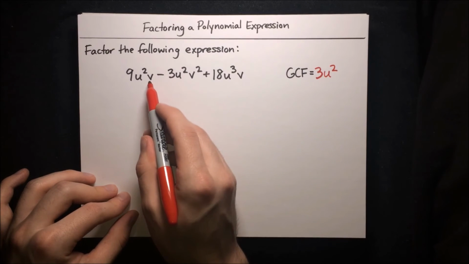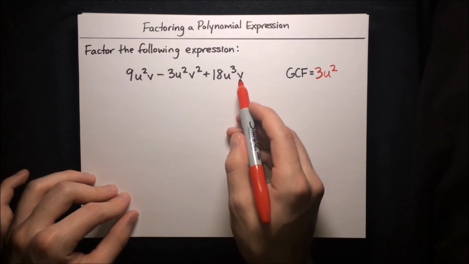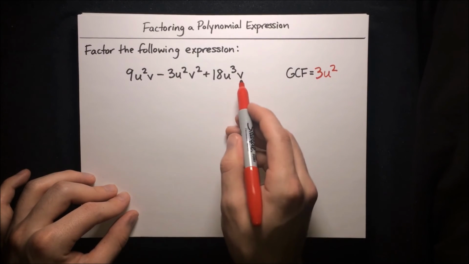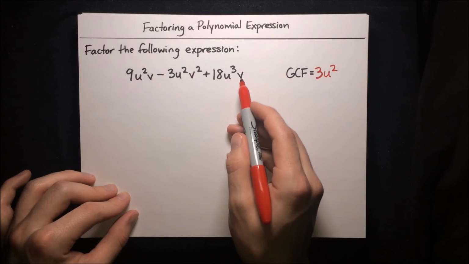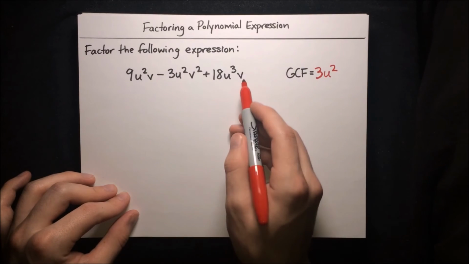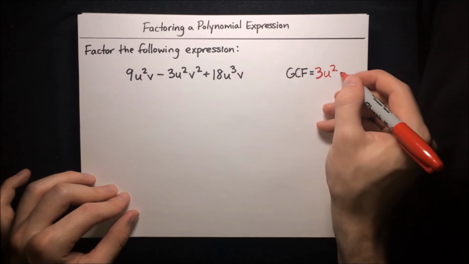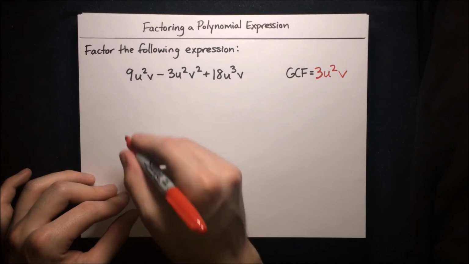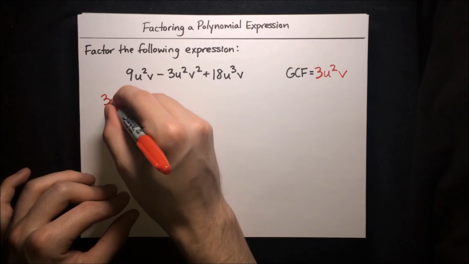Well, look at the variables v, v squared, and v. What's the highest power of v that goes into all of these variables, v, v squared, and v? Well, it's not v squared because v squared doesn't go into v, so it has to be just v. So greatest common factor is 3u squared v, and we can pull that out from each term.